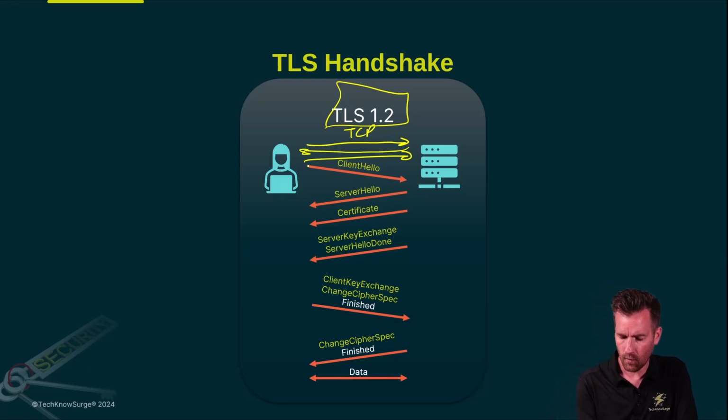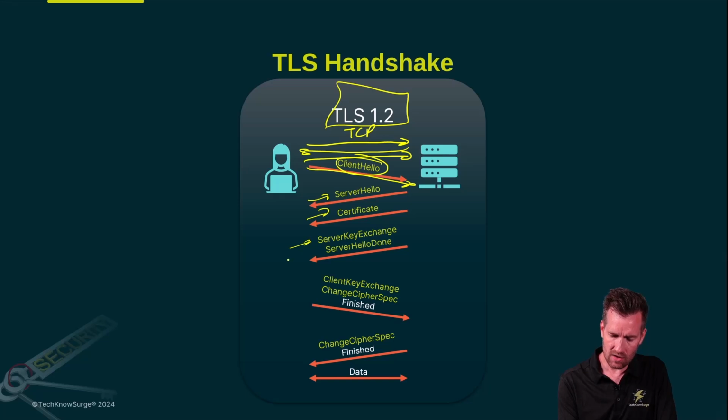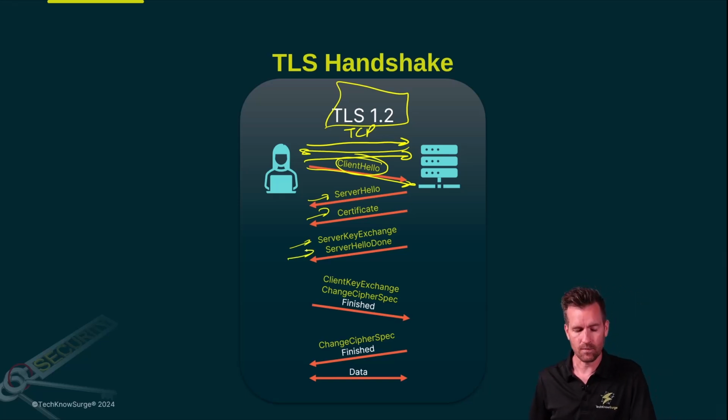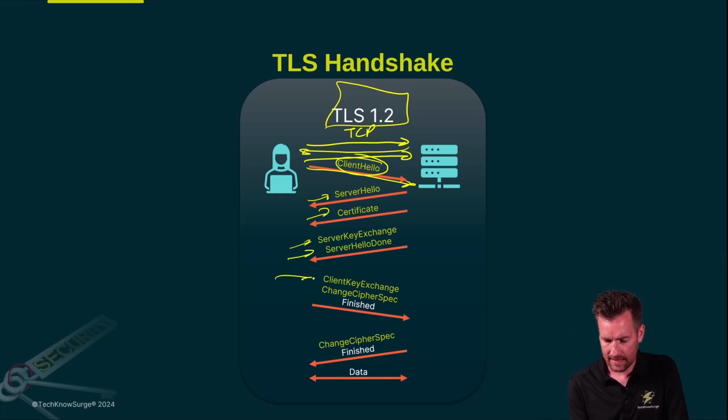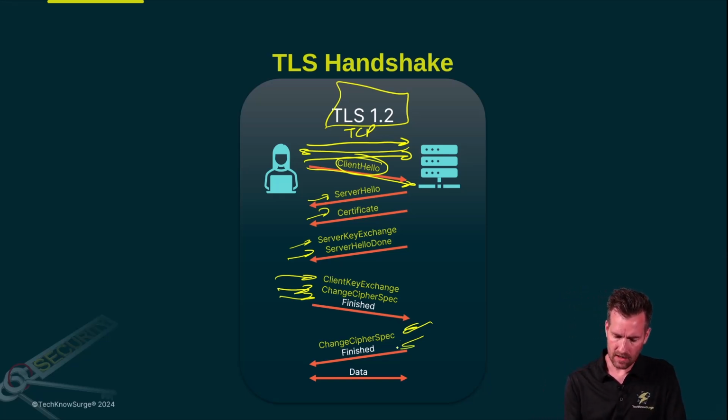TLS is going to start out with the client sending a client hello. The server will send a server hello back, a certificate, a server key exchange, and a server hello done. Then the client is going to send a client key exchange, a change cipher spec, and a finished. And then the server is going to send a change cipher spec back with a finished, and finally data can be sent back and forth.